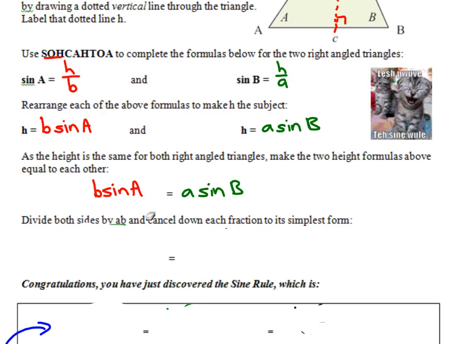Then what you're asked to do now is divide both sides of this equation by ab, and on top of that also cancel down each fraction, wherever you can, to its simplest form. So divide b sine A by ab and divide a sine B by ab. On the left hand side, we can cancel down a b from the top and bottom. On the right hand side, we can cancel down an a and an a. We can't cancel down b on this side because there's no b in the numerator.